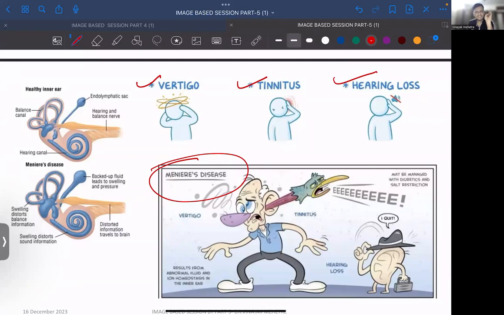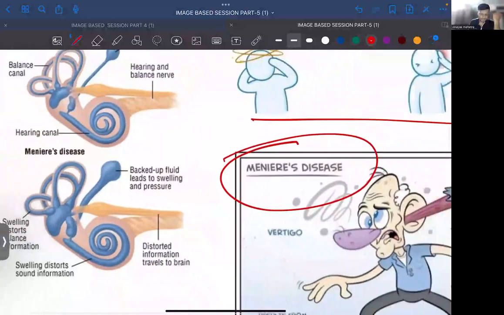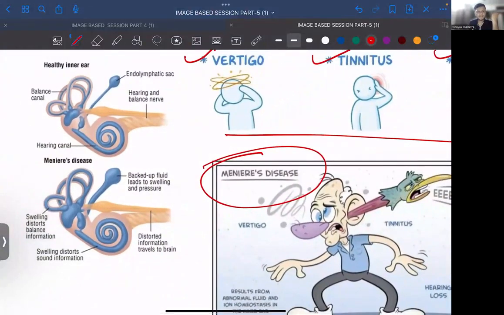Answer is always going to stay as what? Meniere's disease. Actually, this is the classical triad of Meniere's disease. What is the Meniere's disease? Inner ear, some part of the inner ear is going to drain in the endolymphatic sac. Okay, endolymphatic sac में drain होता है. In Meniere's disease, this endolymphatic sac is not working. Because of this, we are going to have Meniere's disease.